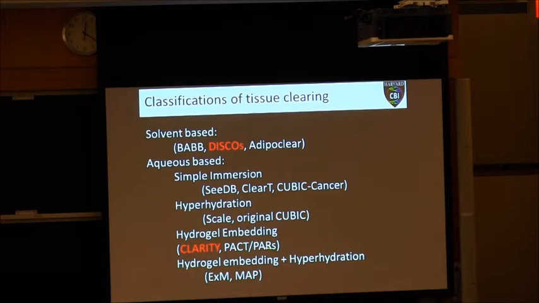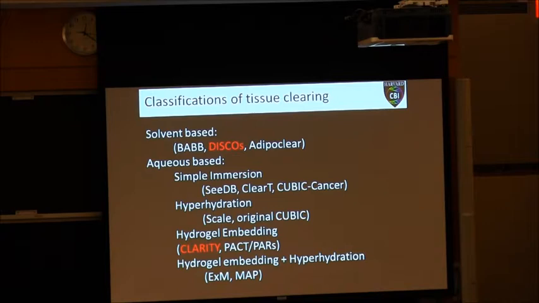And then a newer category that wasn't around in our first review is hydrogel embedding and hyperhydration techniques. So it's basically combining these two categories at the same time. You put something in hydrogel and then you blow it up really big. So this is expansion microscopy.